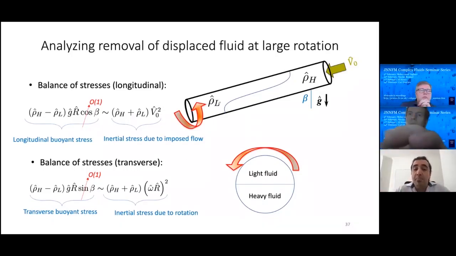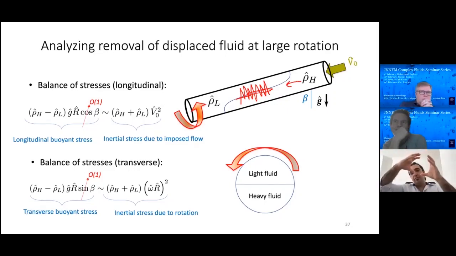So one can argue that if we want to analyze how the displaced fluid is removed at high rotation, we have the interface between the two fluids, and if we sufficiently mix or destabilize the interface in the transverse direction, and then induce a strong enough impulse flow, we should be able to remove the displaced fluid from the domain.